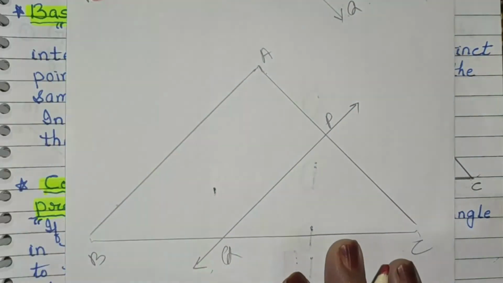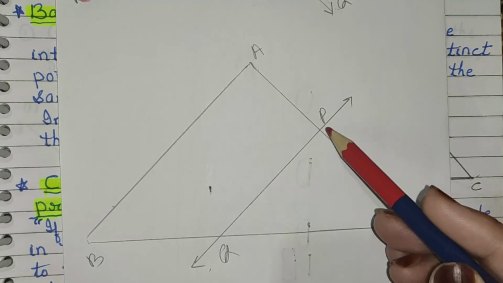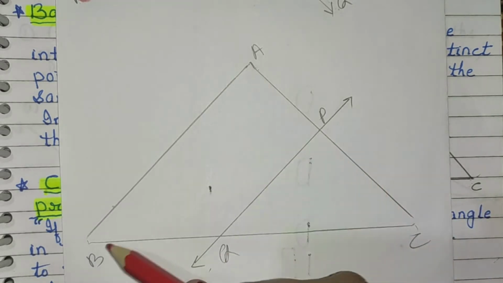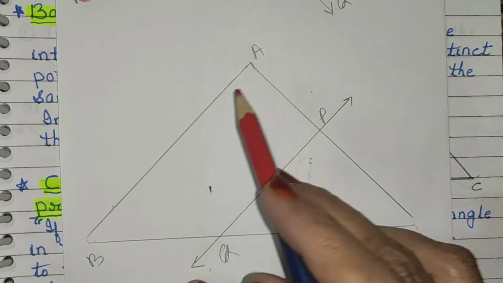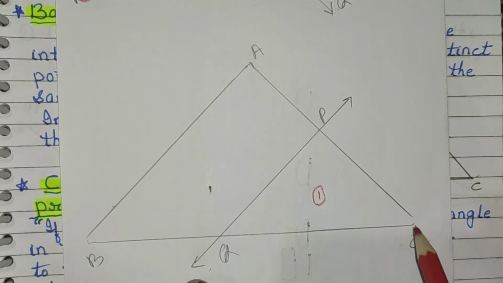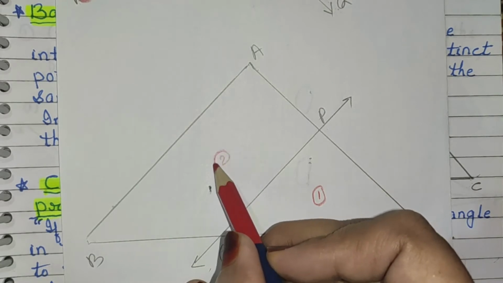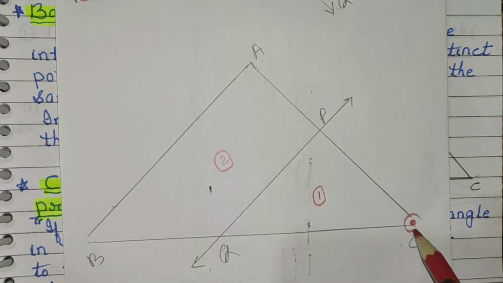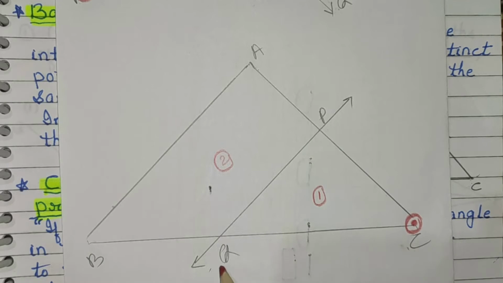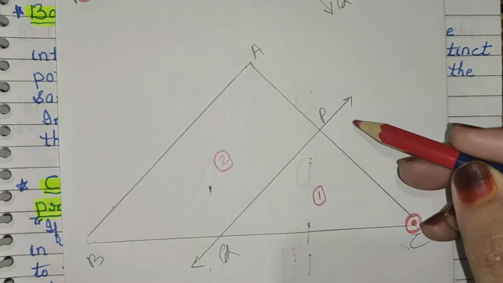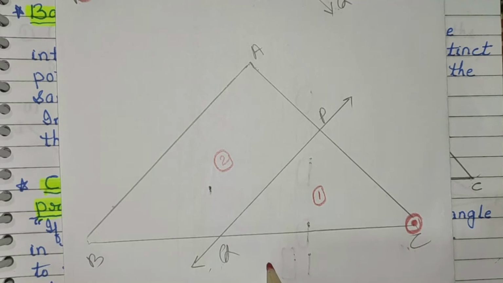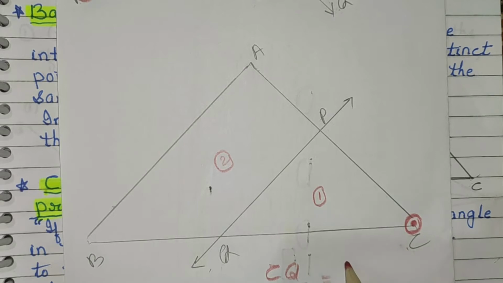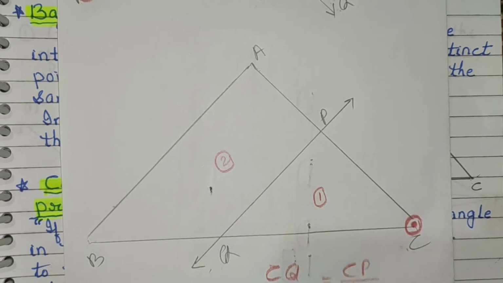Now look at the next diagram. Here line PQ is parallel to side AB. It also divides the triangle into two parts, first one a triangle and second one a quadrilateral. Now look at the vertex of the triangle. Start from C. We get the ratio CQ upon QB is equal to CP upon PA. Now by the BPT theorem we get CQ upon QB is equal to CP upon PA.